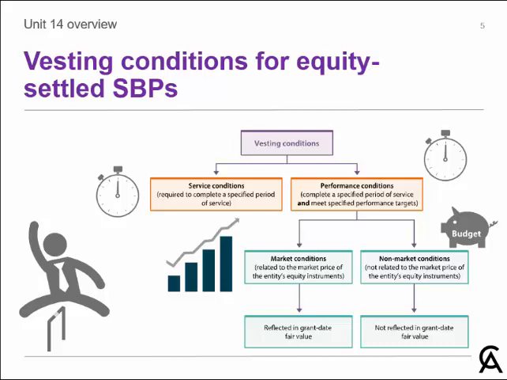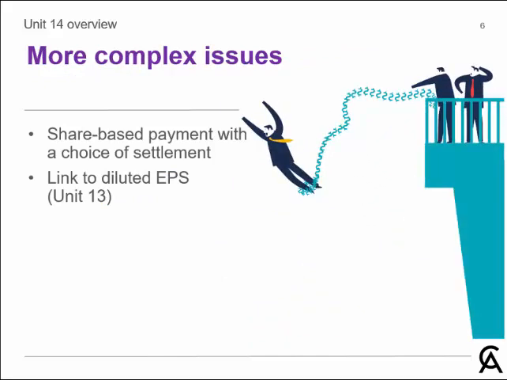There's quite a number of calculations to do in Unit 14. This topic links back to Unit 13 with diluted earnings per share, because with share-based payments, if you get these extra shares, then you can be entitled to the shares, and therefore that alters your basic earnings per share when you're doing your diluted calculations. Also, there's another complexity to do with share-based payment, where the employee, for example, can choose whether they want cash or whether they want the shares.